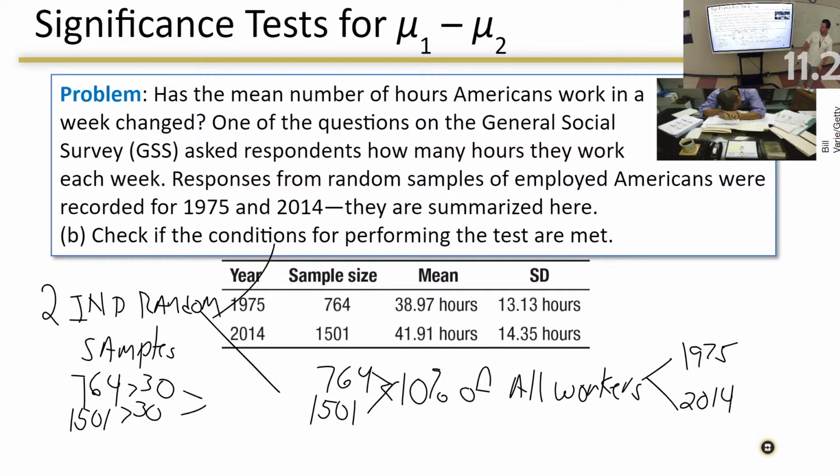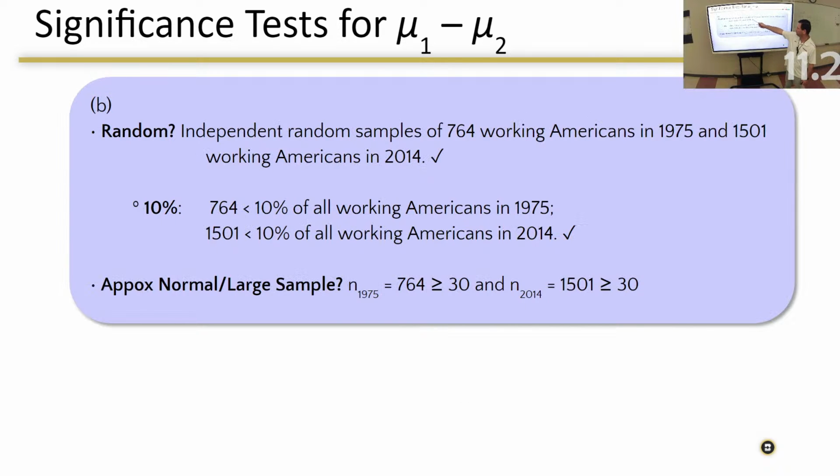Less than all workers. Let's see how they did it. Independent random samples of 764 working Americans in 1975 and 1501 working Americans in 2014. Beautiful. I don't think I'd put much more than that at all. I could put a little bit less than what I put. See how they did that? I combined that and just wrote all this, and then I spread it back out. That's perfectly fine. They don't care that much. And then large counts: greater than 30, greater than 30.